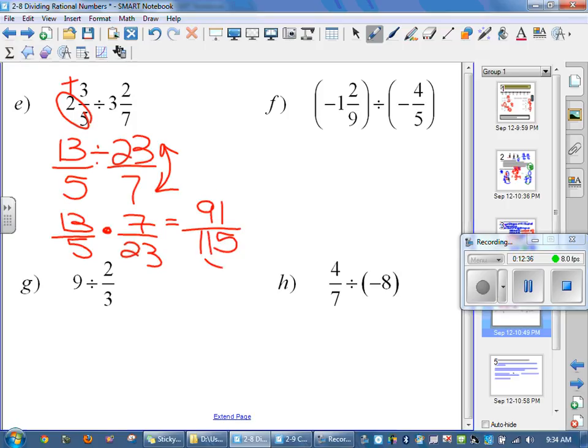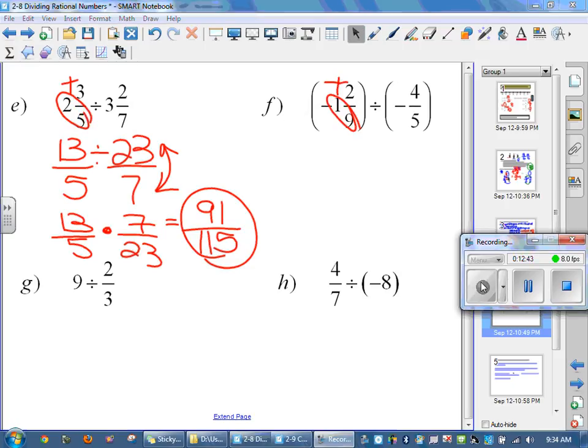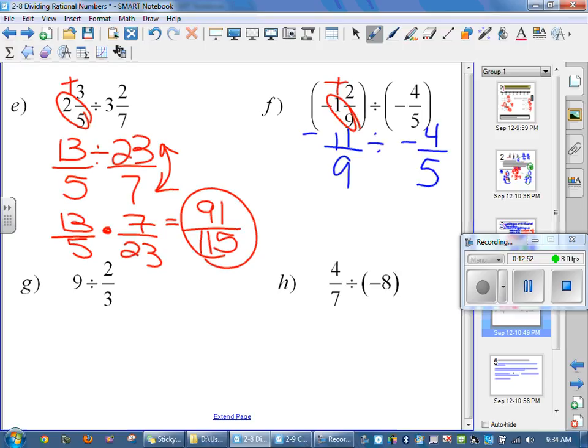Okay, check your work. Who got the first one right? Okay, on F, you get 11 over 9, all negative. Dividing by a negative 4 over 5. So 11 over 9, timesing by 5 over 4. 2 negative signs mean my answer is going to be a positive. 55 over 36, and it does not go any lower. Okay, that's as low as it goes. Let's do the last two. Okay, check your work, please.